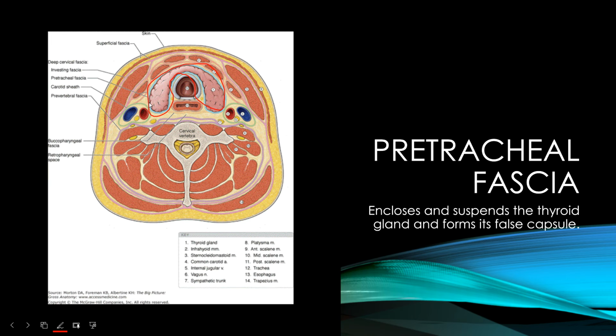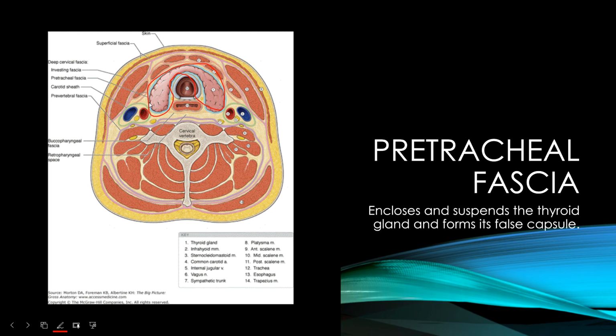Then the important features of this fascia: we already saw it forms a false capsule of the thyroid gland. Here the posterior layer of the thyroid capsule is thickened to form the ligament of Berry, that is the suspensory ligament for the thyroid gland. Then this fascia also provides a slippery surface for the movement of the trachea during swallowing.